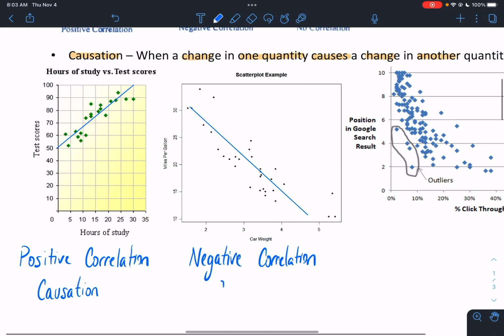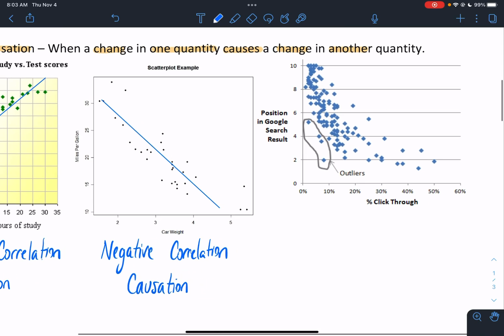And again, this is another example that this is causation, because a car's weight is going to affect the miles per gallon because it's going to take more gas or more energy to move a heavier car.